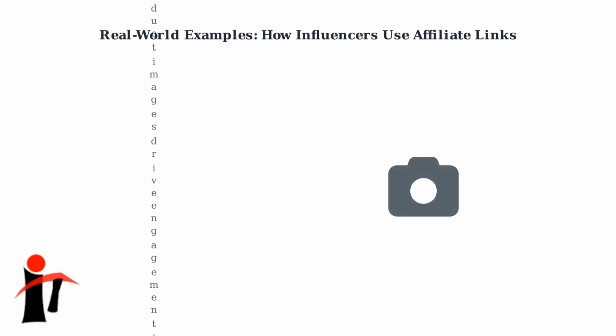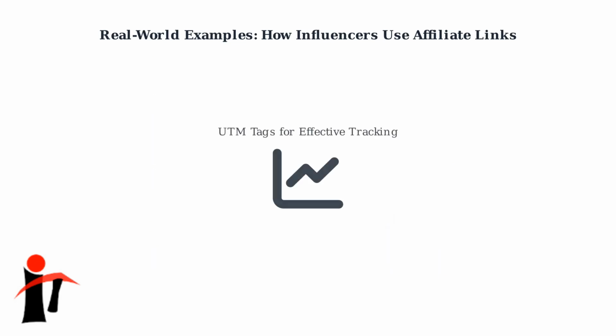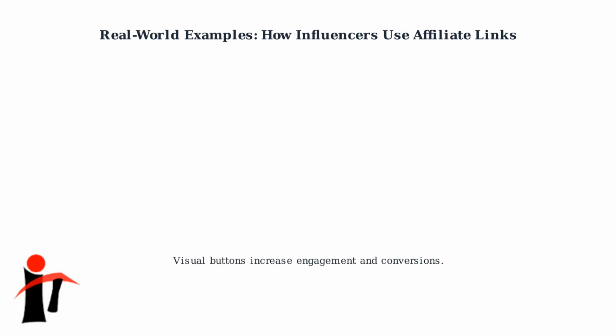Successful influencers leverage Beacons.ai for affiliate marketing. Casey Neistat promotes camera gear through customized buttons with product images. His UTM tags track referrals from millions of followers, resulting in a 40% earnings boost. Gymshark enables influencers to share workout apparel links with visual buttons. Their tracking shows 30% better attribution, driving a 15% revenue increase. UTM tags ensure accurate analytics. Overall, visual buttons significantly enhance engagement and conversions.